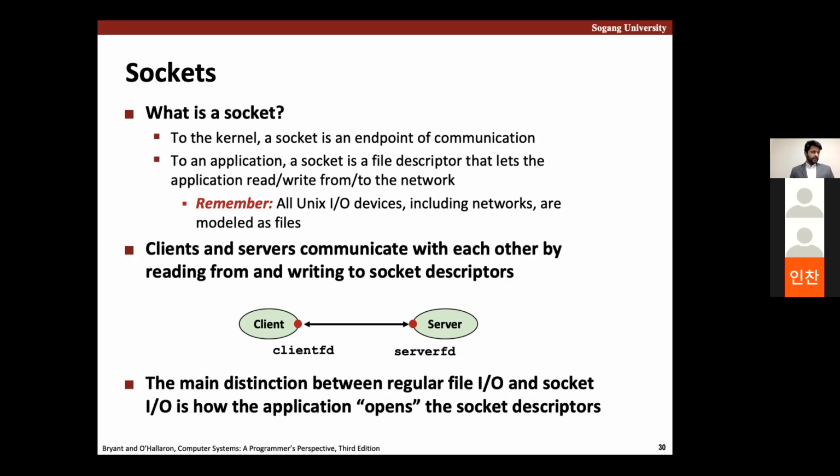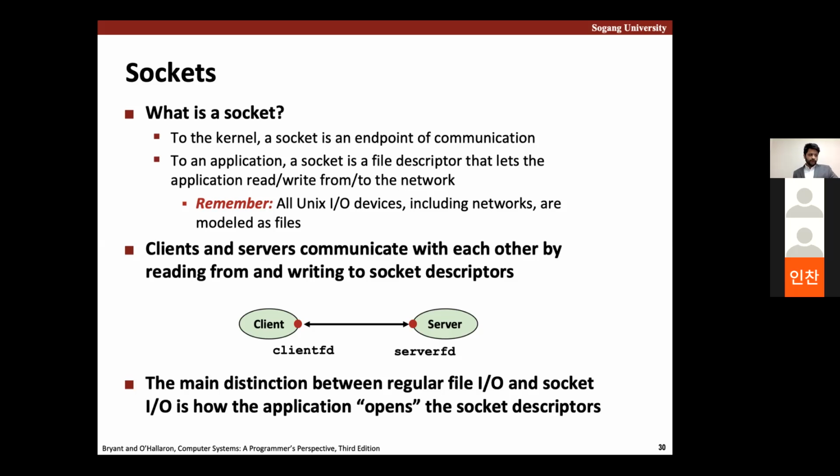A key point you need to remember is that all Unix I/O devices, including networks, are modeled as files. So your Linux or Unix machines see your devices as files. These clients and servers communicate with each other by reading from and writing to socket descriptors. We have a client file descriptor and a server file descriptor, so they both have these descriptors at their end. And in order to communicate, you need to either read or write to the client FD and the server FD.